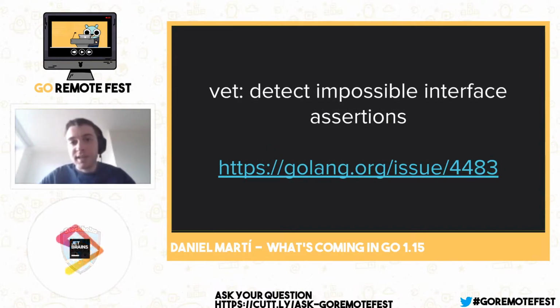Another change in vet is that impossible interface assertions are now going to be an error. So for example, if you have an interface that has a method called Read with 1 signature, for example, returns error, and then you try to type assert to another interface with the same Read method, but it returns an int, now vet is going to complain because that can never be satisfied.